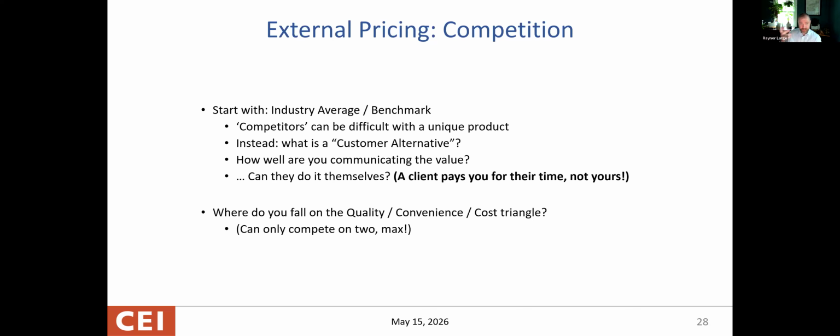So for a service provider, it might be difficult because there are other service providers out there. And you say, okay, well, I have to compete on price because that's the only thing, my time, is worth X to me as a service provider. What's important in that aspect when you're considering the perspective of your customer is that a customer pays you for their time, not yours, right?